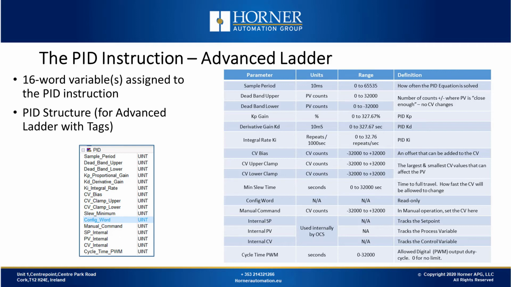So for these variables, we can cover things like sample period and deadbands. We can cover different gains or coefficients for Kp, Ki, and Kd. We can set some biases and some clamps and slew time type settings. And then there are some things towards the end that we don't necessarily want to access or write to those values. Let's go through some of these in more detail.